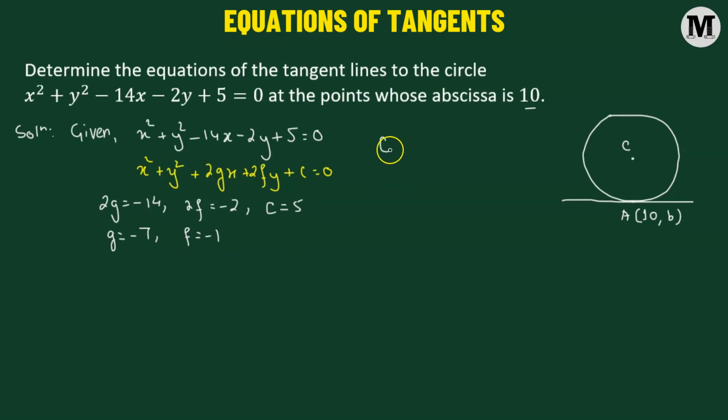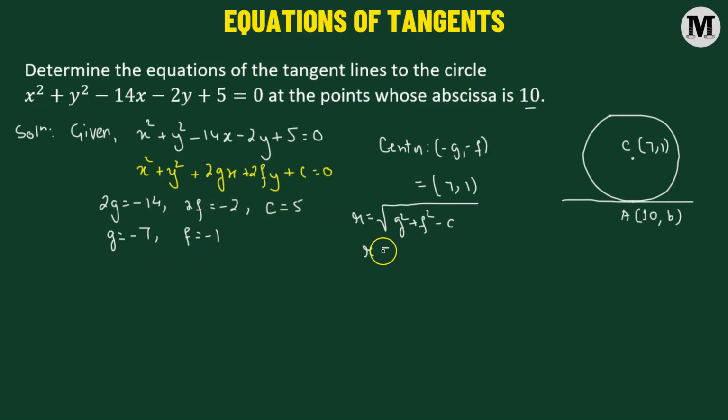Now clearly the center of the circle we can easily define. Center is defined by the coordinates negative g comma negative f, which means our coordinates will be 7 comma 1. So we have the coordinates of the center of the circle, and we can also find out the radius. The radius can be obtained by using the square root of g squared plus f squared minus c. So if we substitute g with negative 7, f with negative 1 and c with 5, we're going to get the radius equals square root of 45.